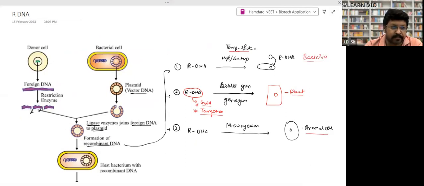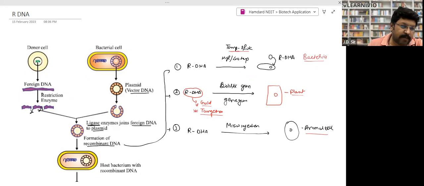Again, a very important thing: how are recombinant DNA transferred? It means how we transfer this vector from an external medium into a cell. Every part of this concept can be a question. There is a donor cell. We take out the foreign DNA from the donor cell, and we know the purification process, extraction process, treating with enzyme, everything is discussed.